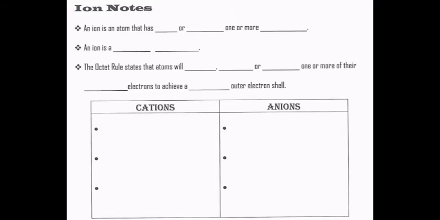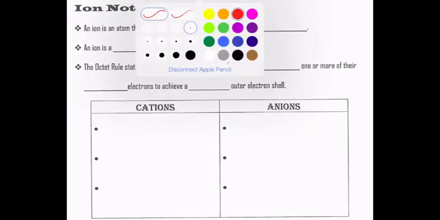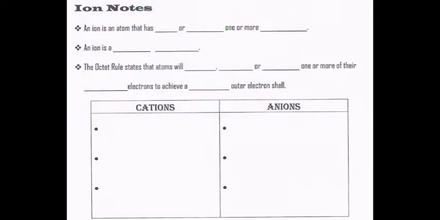An ion is an atom that has lost or gained one or more electrons. An ion is just a charged atom, or an atom that has lost those electrons, so it has a different charge than just a neutral atom.